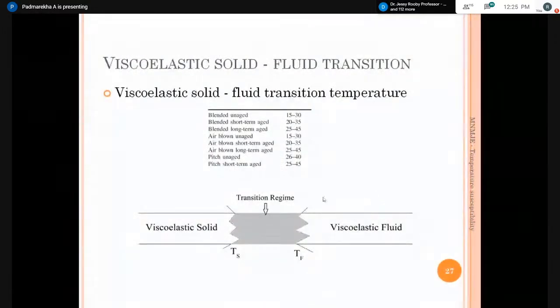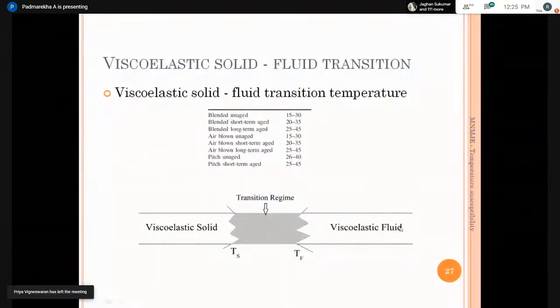This is one such piece of literature published by us. You can see a viscoelastic solid-fluid transition for different binders at different aging conditions. At low temperature, bitumen exhibits a viscoelastic solid. There is a temperature regime in which there can be a viscoelastic solid or a viscoelastic fluid, depending upon the frequency of testing. And then there is a temperature above which the bitumen exhibits a viscoelastic fluid.